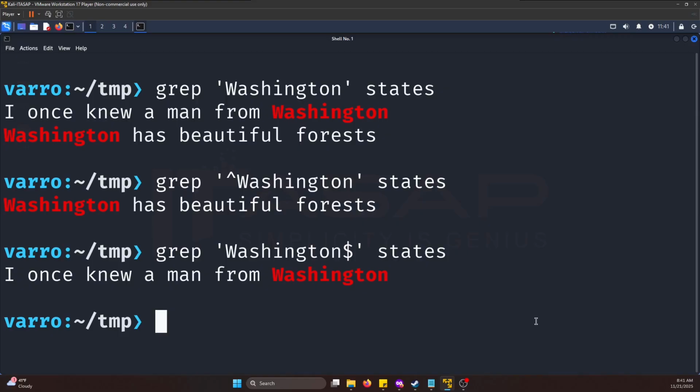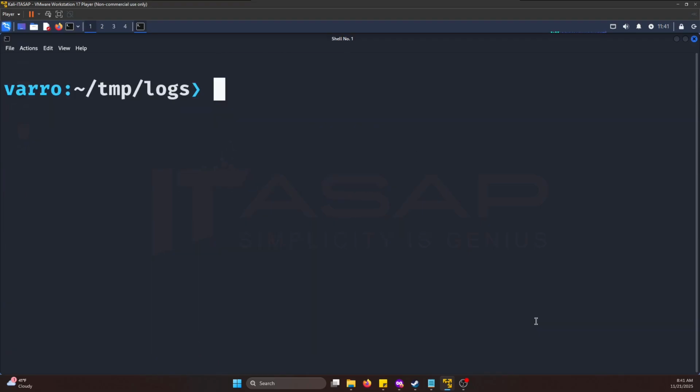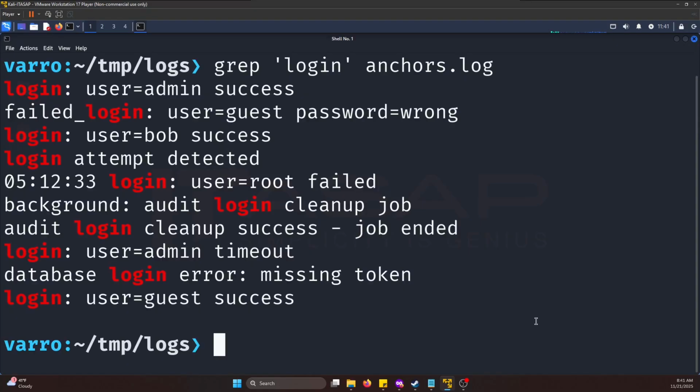This is a small file, but it will demonstrate the point. We'll go cd logs. Let's clear our screen. Grep login anchors.log. So we get a lot of results here, but what if we want to see only actual login attempts, like these two? Then we would use the caret symbol line anchor to constrain our results to matches that occur at the beginning of the line only, like this.